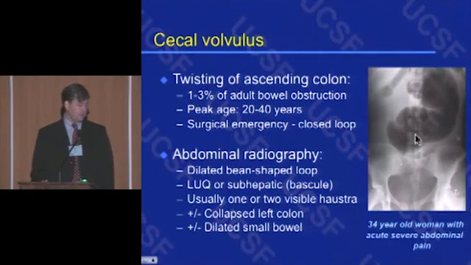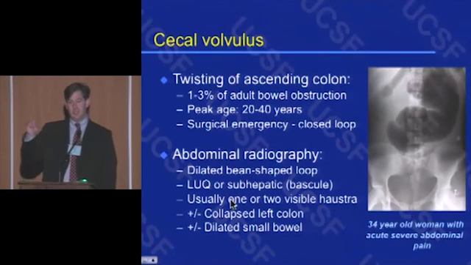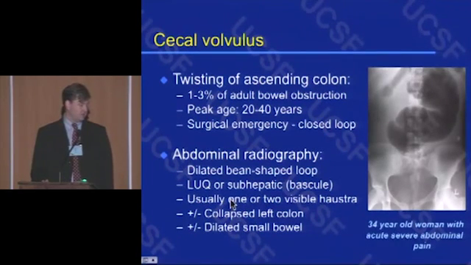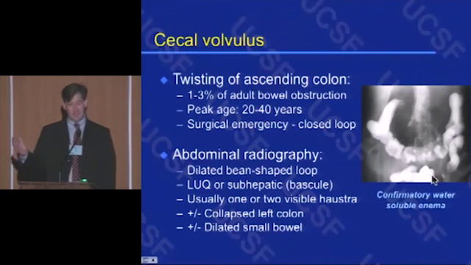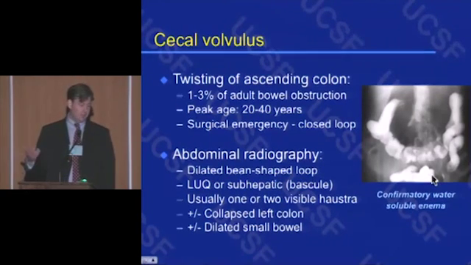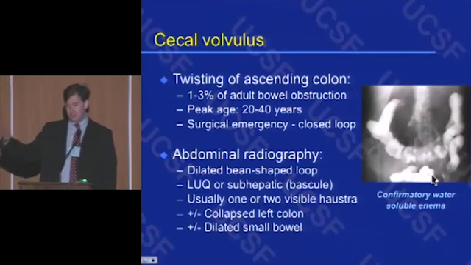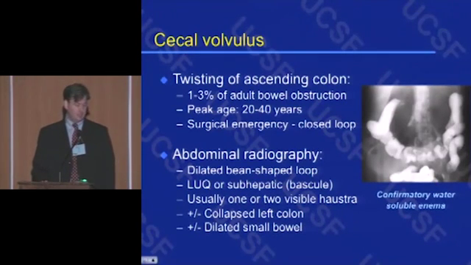On abdominal radiograph, you get this diffusely dilated, bean-shaped loop of bowel. It could be in the left upper quadrant or right upper quadrant, depending on whether it twists or flips. You can sometimes see one or two focal haustral margins, but you don't have to see them. If they come in very acutely, you can still have air within the left colon, and you can have decompressed small bowel. So primarily you're looking for that dilated loop. If in doubt, sometimes they still will get a water-contrast barium enema to show that you've got no filling of the cecum or ascending colon.